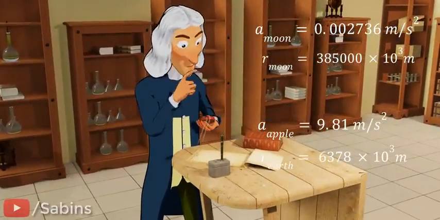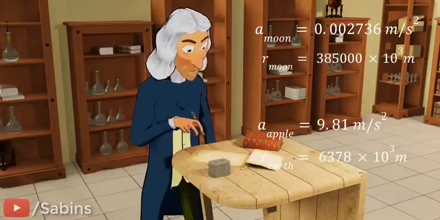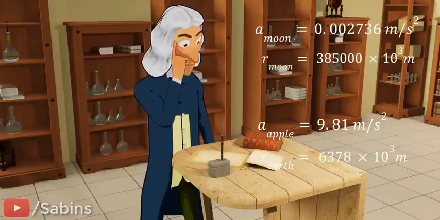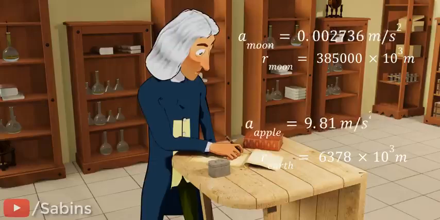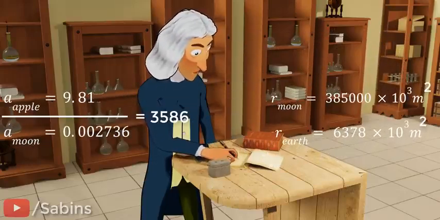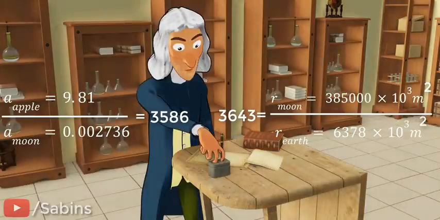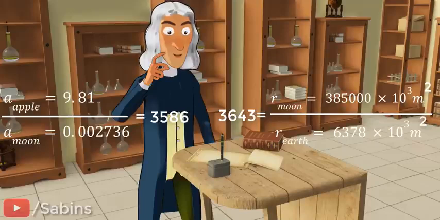Newton compared these two acceleration values with the distances from the center of Earth. Can you spot any connection between these four numbers? If so, congratulations! Anyway, Newton was able to find out a definite connection between these four numbers. Divide the acceleration values. Now, take the square of the distances and divide. Surprise! The resultant values are very close. This means the gravitational force is inversely proportional to the square of the distance between the center of the objects.